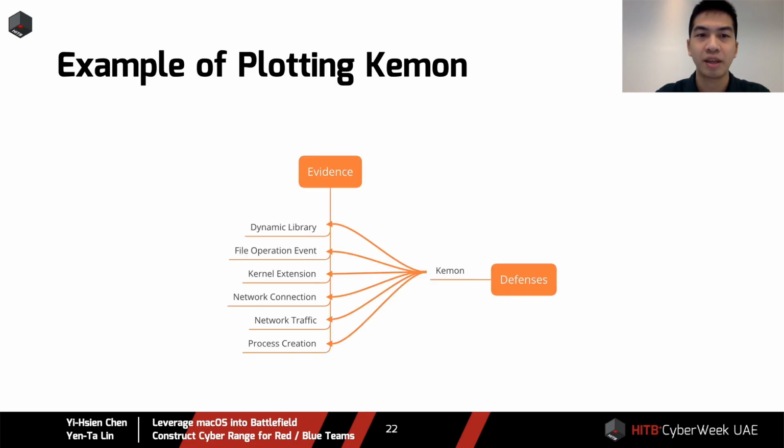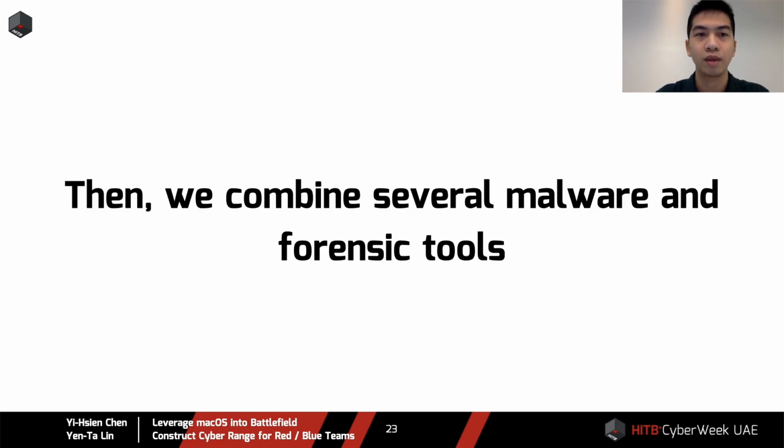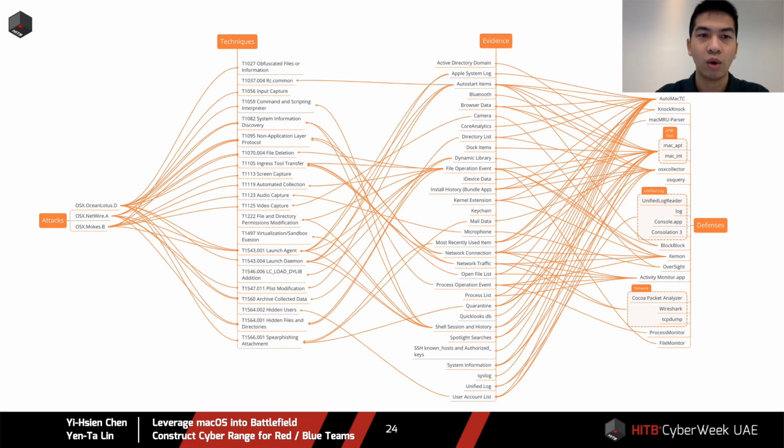And here is an example of plotting KIMA, a kernel extension that monitors the process, file operation, and network event, onto our graph. Then, during our research and survey on macOS forensics, we combined several prominent malware and useful forensic tools onto the association graph. Now, we can have a rough overview of the relationship between the attack side and defense side in the real-world scenario.